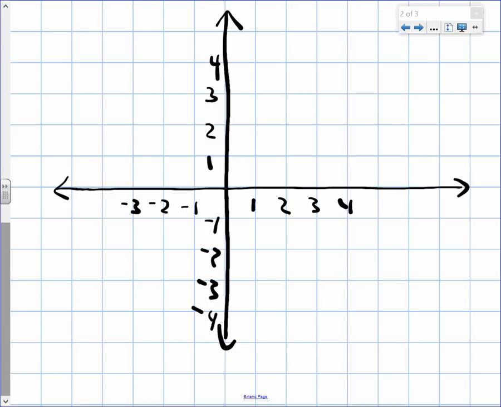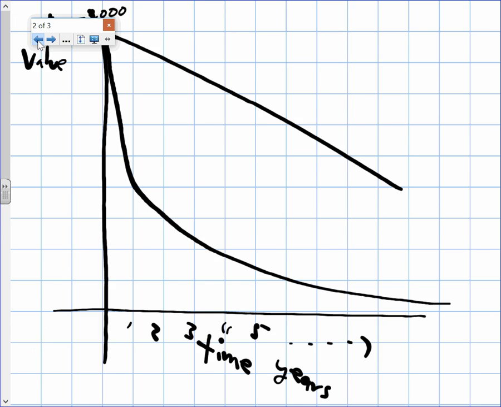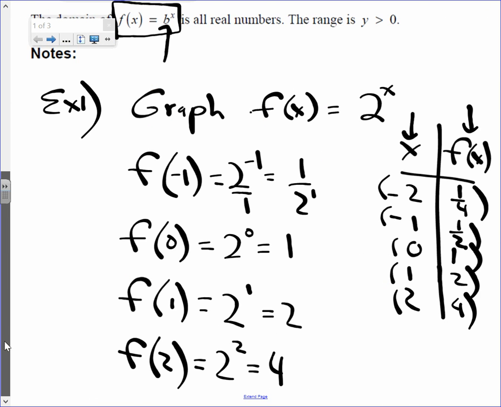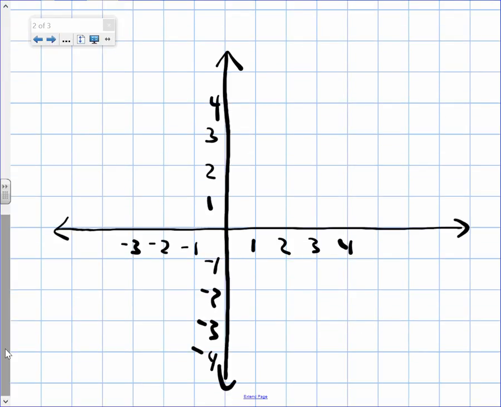I got the first point here. The first point is -2, 1/4. So -2, 1/4 would be a fourth of the way up. Here's 1/4, 2/4, 3/4, 4/4. So -2 and 1/4 would be right here, a little bit above the x-axis.